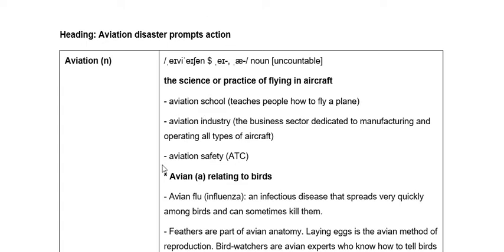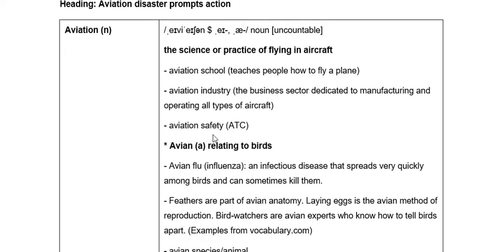Okay, and some common collocations that you may need to know. Aviation school is the school that teaches people how to fly a plane. And then aviation industry is the business sector dedicated to manufacturing, making, and operating, running all types of aircraft. And aviation safety, this is actually the topic of our reading. Okay, it deals with air traffic control. Okay, so it's about the control of air traffic, the control of the flight of different airplanes, aircrafts.